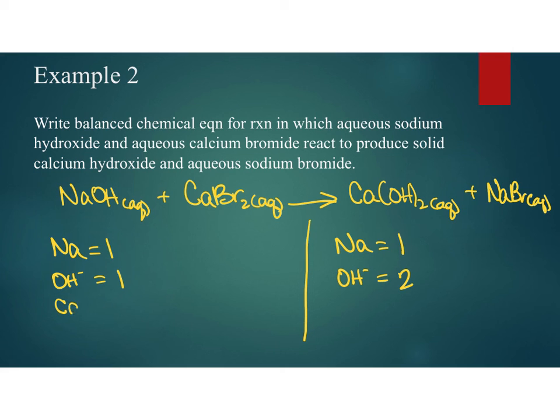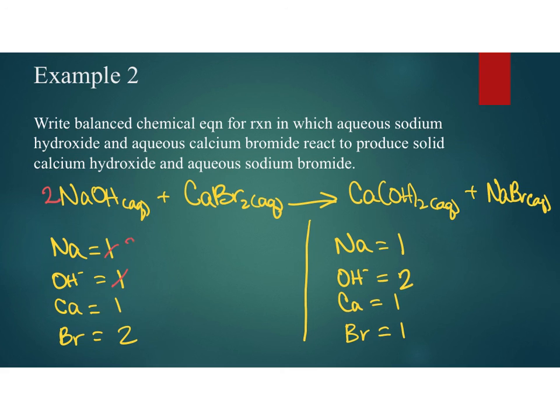On the reactant side, I have 1 calcium. And on the product side, I have 1 calcium. Then on the reactant side, we have 2 bromines, and on the product side, we have 1 bromine. So for me, I kind of like to start where my issues are. I have 1 sodium on either side. I see on my product side, I have 2 hydroxide, so that means I'm going to have to come over here and at least put a 2 in the front of NaOH.